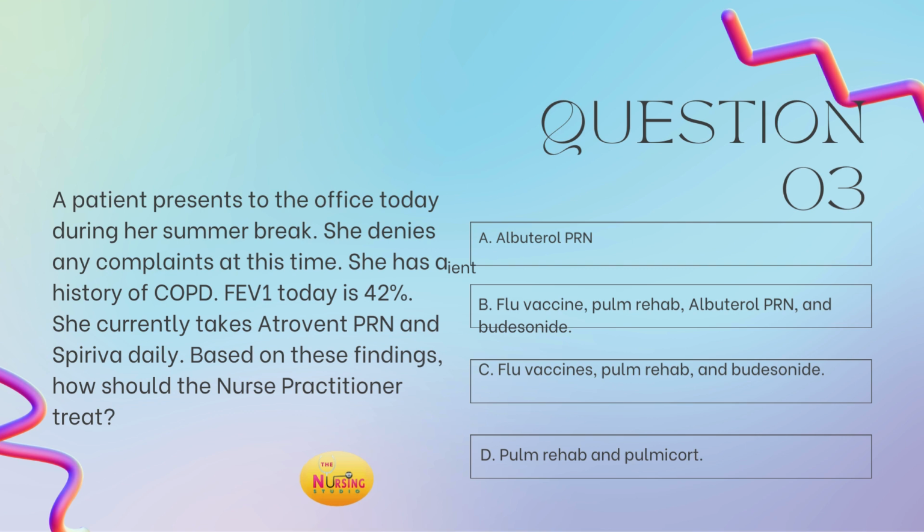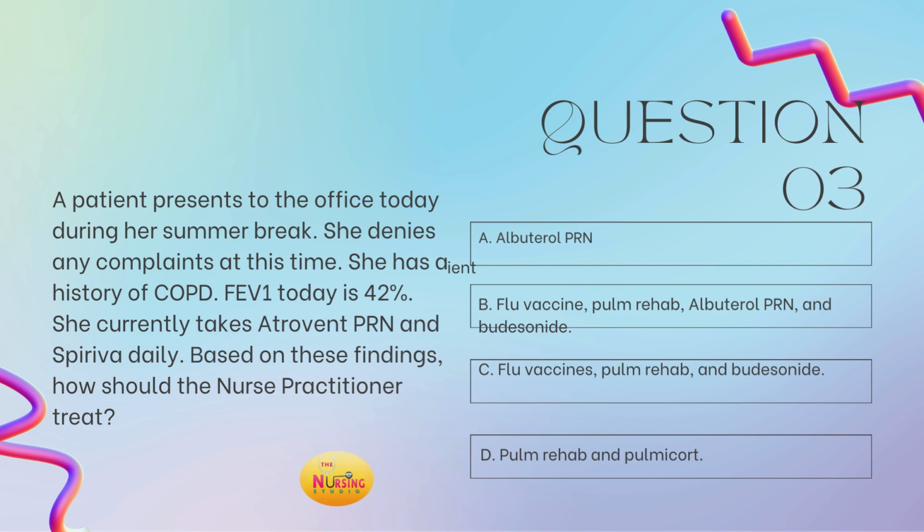All right, you guys, the question states, based on these findings, how should the nurse practitioner treat? So again, we're looking to treat, so we need to take it back and see if we have a diagnosis. If not, look at the assessment to get to a diagnosis. But here, we know the patient has a history of COPD. Her FEV1 is 42%. So that right there already says, all right, wait a minute. Where are we with treatment? Where are we with the therapy?